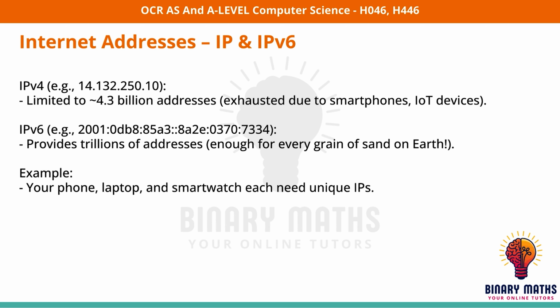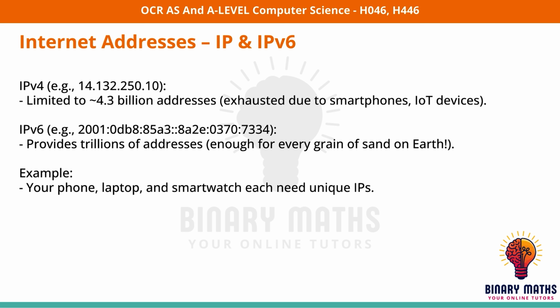Every device online, your phone, laptop, even your smart fridge, needs a unique IP address to send and receive data. The old system, IP version 4 or IPv4, uses addresses like 192.168.1.1. But with only 4.3 billion combinations, we've run out. Why? Because your phone alone might use 3 IPs. One for Wi-Fi, one for mobile data, and one for Bluetooth. This is where IP version 6 or IPv6 enters, the hero that we kind of needed.